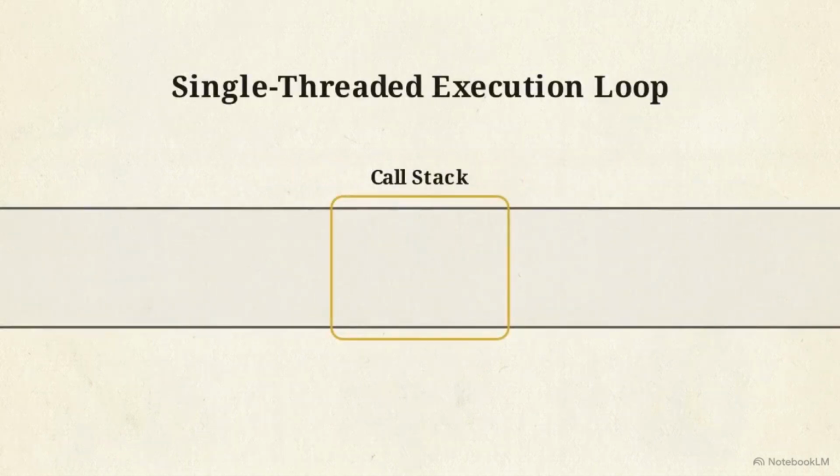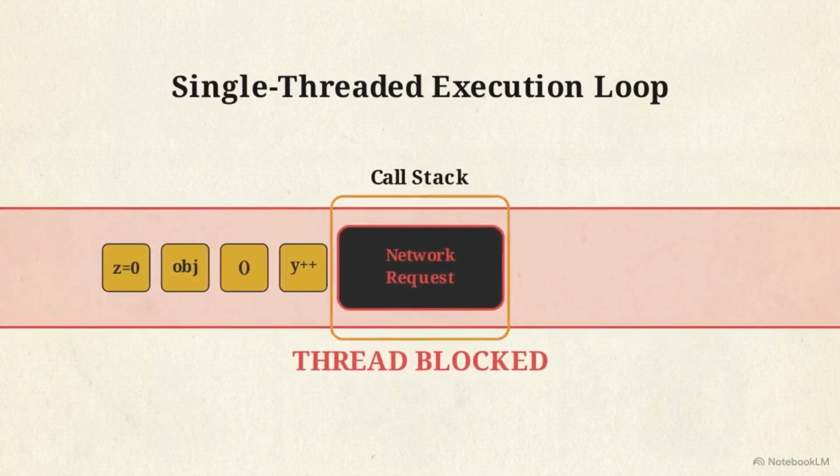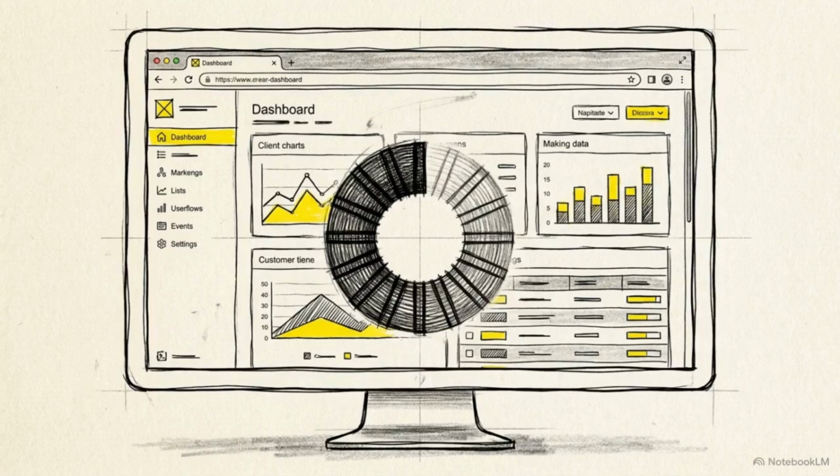This latency collides directly with JavaScript's rigid architectural constraint. JavaScript operates on a strict, single-threaded execution loop. It can only process one command at a time. If it waits idly for a network request to finish, the entire application freezes.